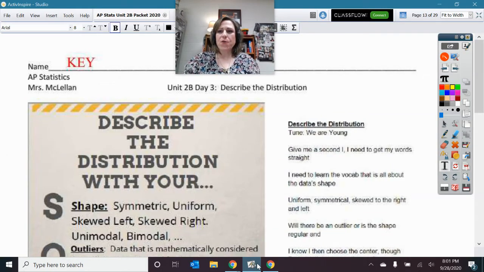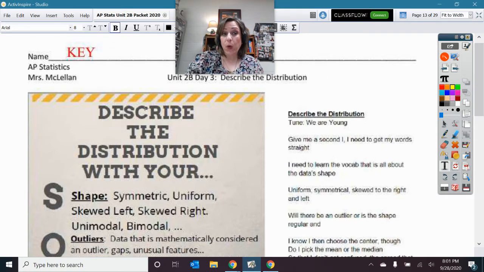Alright, guys, let's go over our notes on how to do what's called "describe the distribution." That's a common phrase that we're asked to do, so that's kind of a key thing. What that's asking us to do is tell certain qualities about what's happening with the data set.